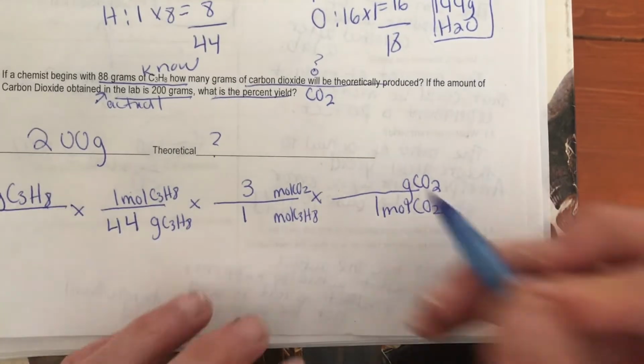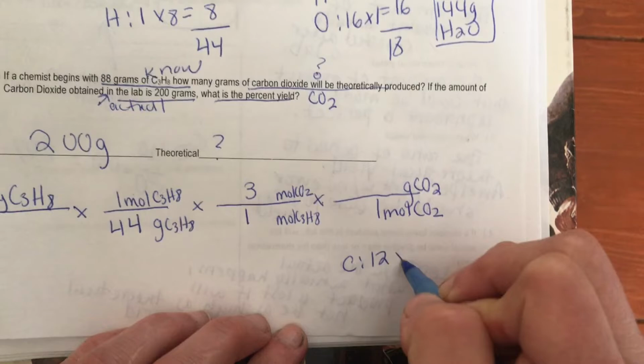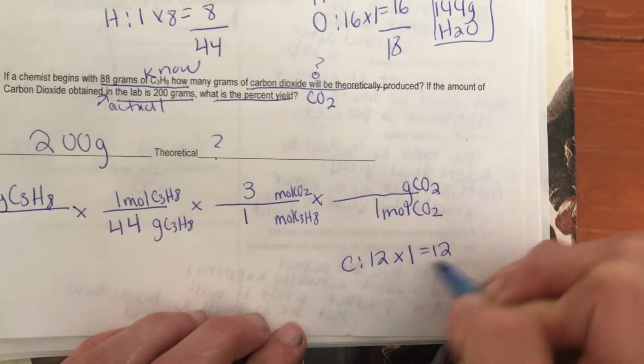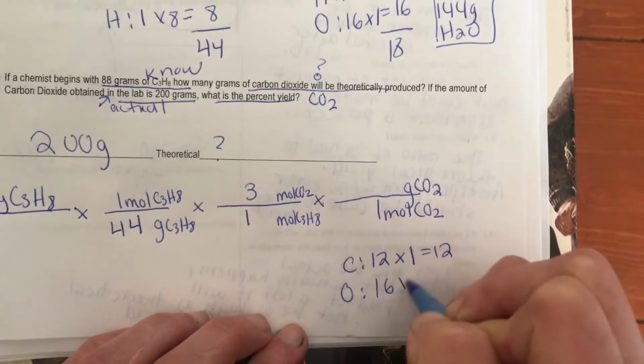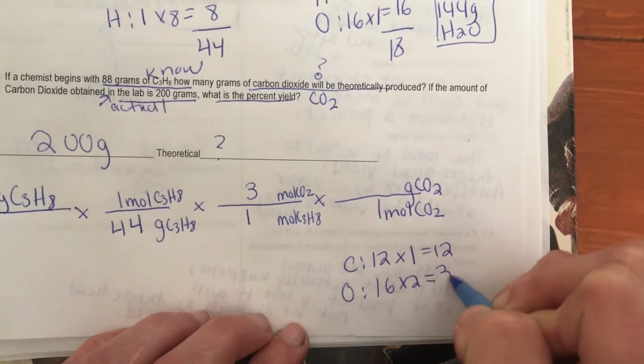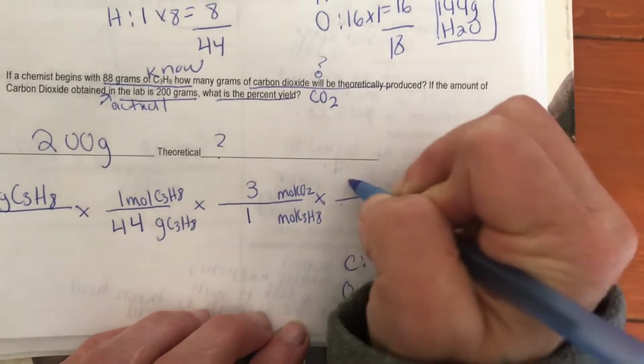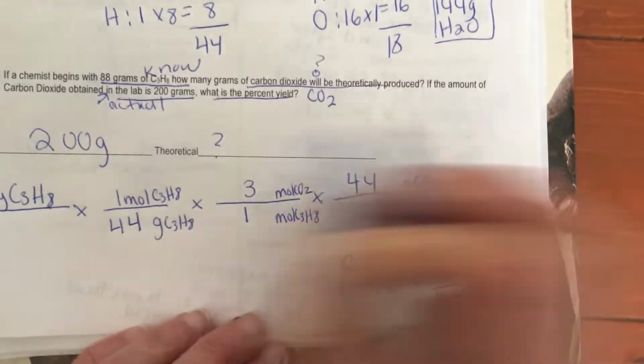And CO2 is, C is 12 times 1. O is 16 times 2, so that would be 32. So it's also 44 grams. That's just a coincidence that they have the same molar mass.